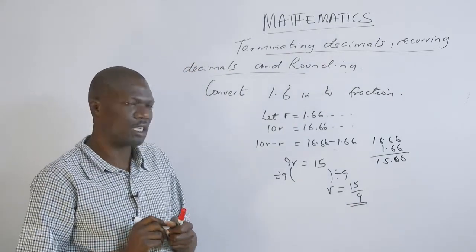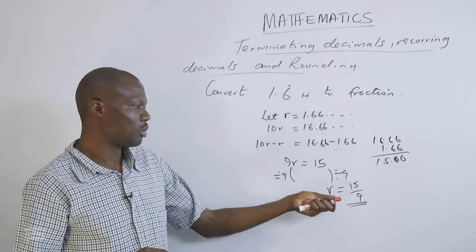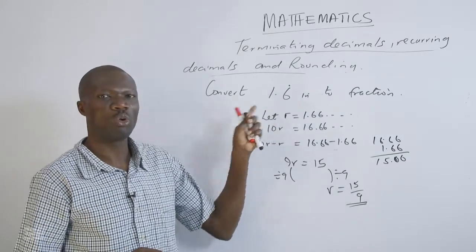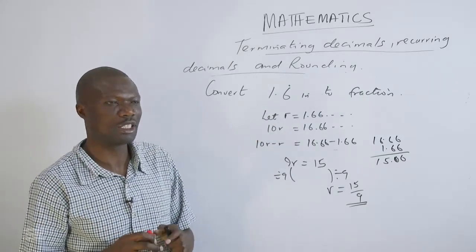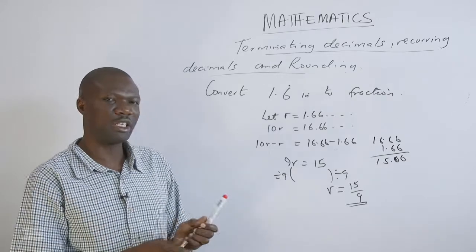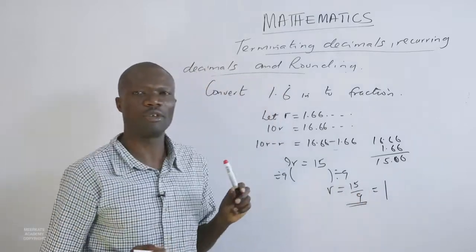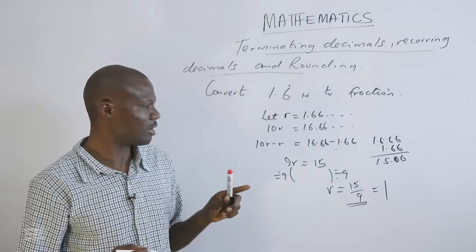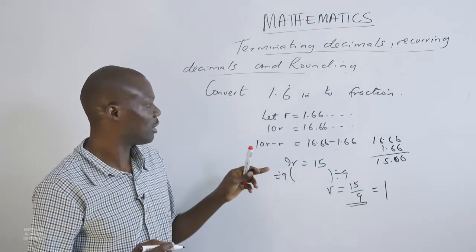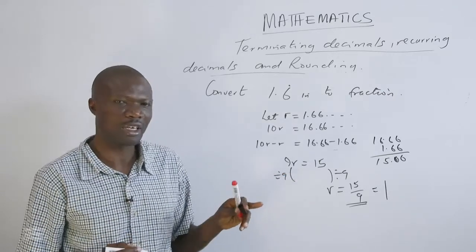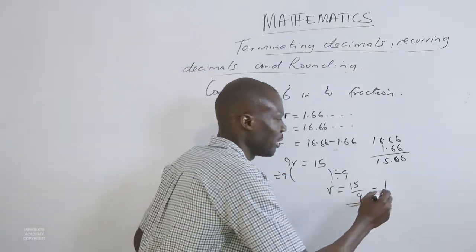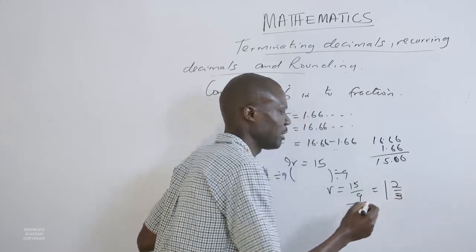Can we check our answer and be sure? Because what we had was 1.6 recurring. If you write this as a mixed numeral, it will be 1, and then what remains is 6 over 9, and 6 over 9, when you simplify, is 2 over 3.